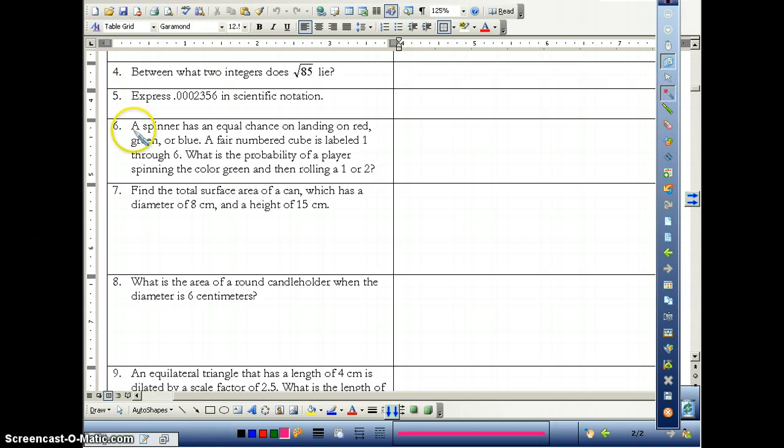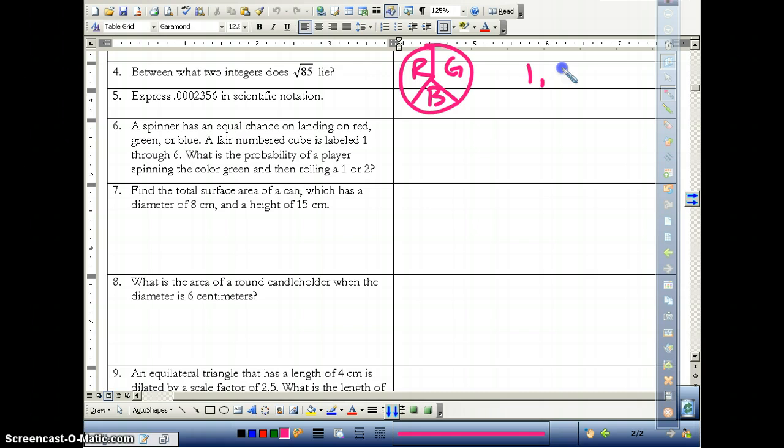Okay, a spinner has an equal chance of landing on red, blue, or green. So our spinner is evenly divided by 3 colors, red, green, and blue. A fair number cube is labeled 1 through 6. 1, 2, 3, 4, 5, 6. What is the probability of a player spinning the color green? What's the probability of green? How many out of 3? Yep.